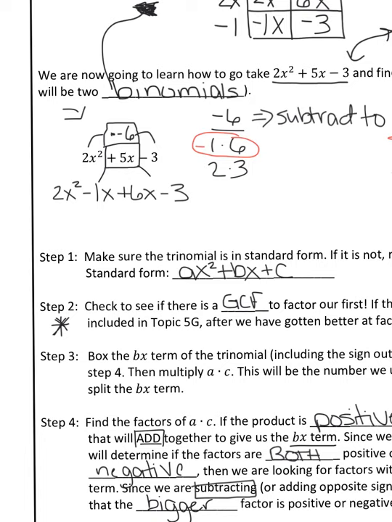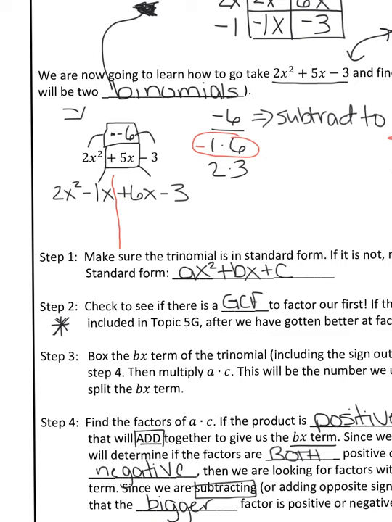So I'm going to draw a line here before the plus 6x. Make sure the sign is with the coefficient for that x. So I have 2x squared minus 1x on the left side of the wall, and then I have plus 6x minus 3 on the right side. And then what you're going to do is look at just that 2x squared minus 1x, and you're going to find the GCF.